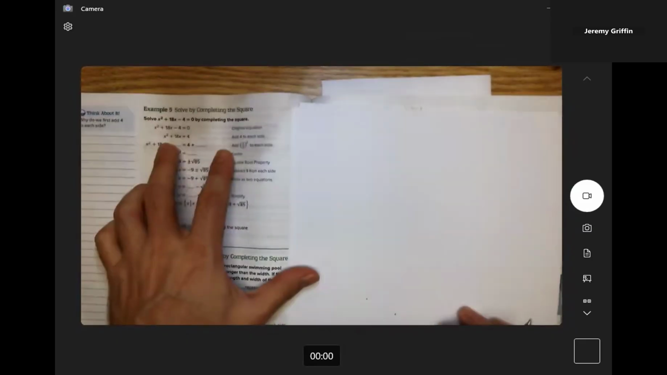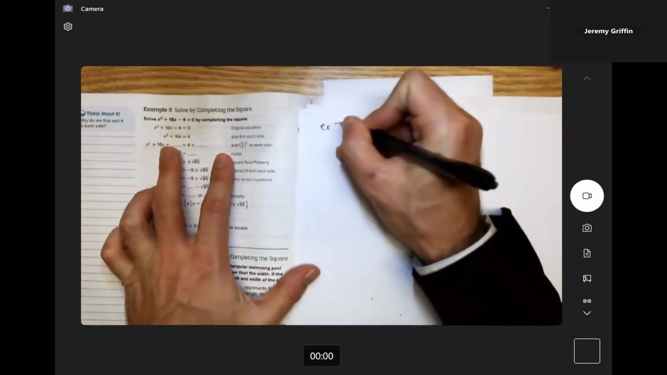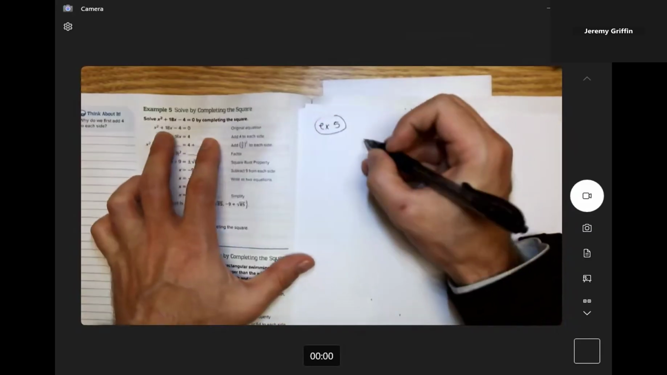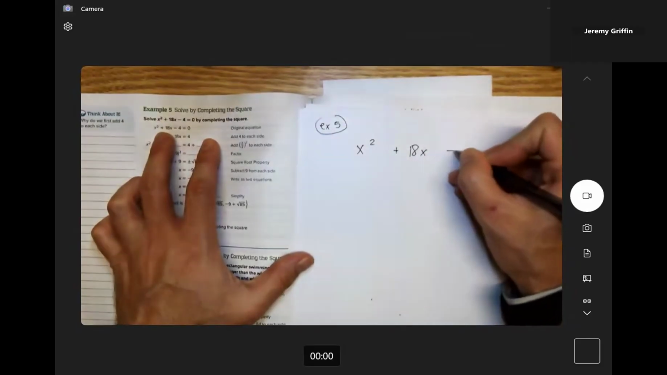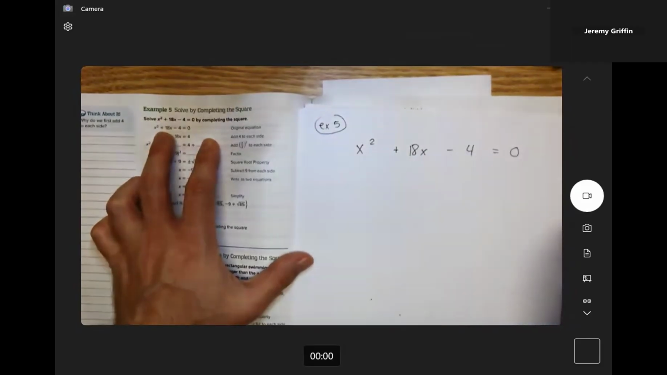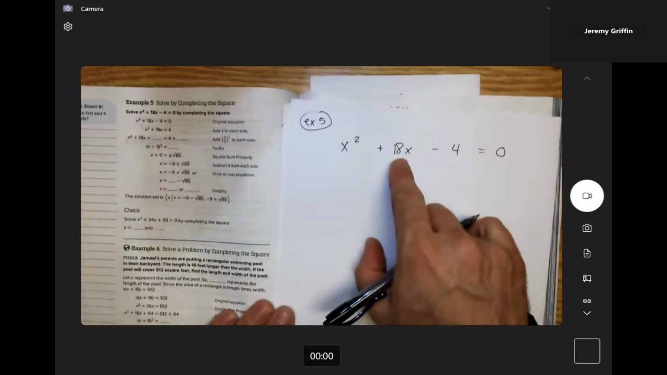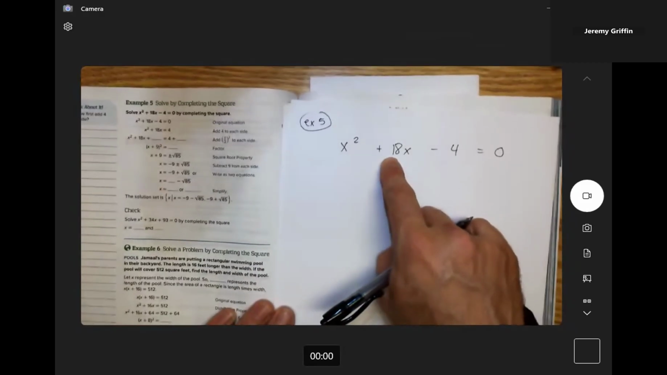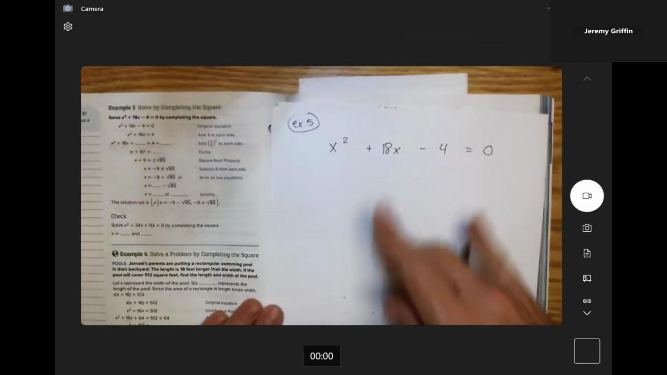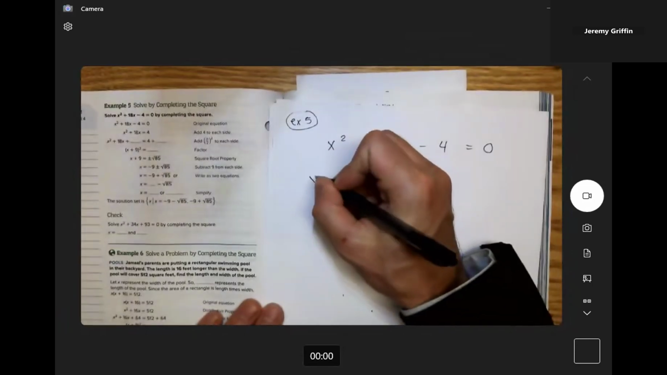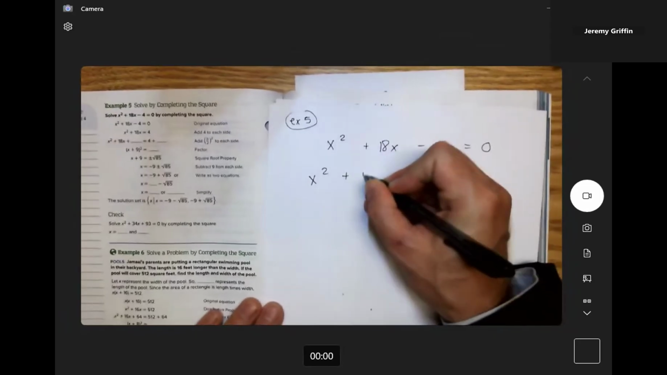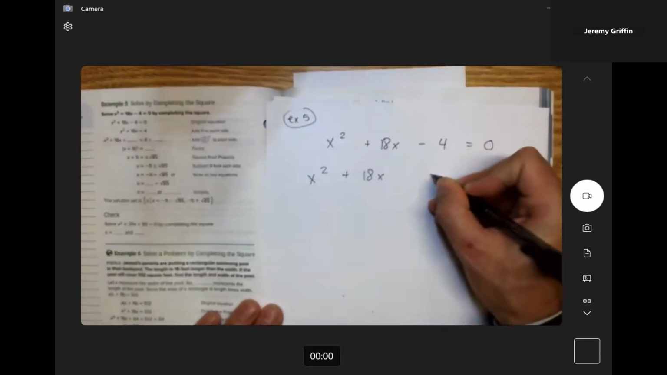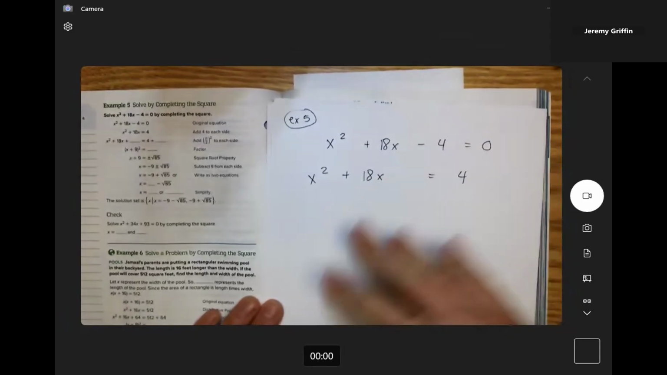All right, example 5, solve by completing the square. So I got x squared plus 18x minus 4 equals 0. Now this one, I know half of 18 is 9. 9 squared is not negative 4. So this is a little different, but this is more what I was doing right at the very beginning of the video. I'll do x squared plus 18x. I'll go ahead and just add the 4 over, just to get it out of the way.